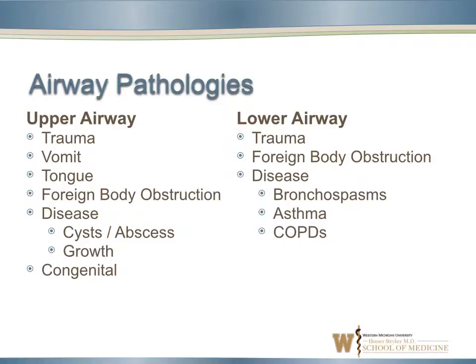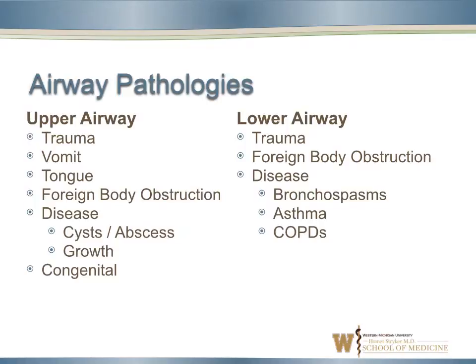Lower airway problems, again, more trauma to the chest, foreign body obstructions, disease processes such as bronchospasms can affect the airways. Asthma itself, again, constricting the airway down. This will require higher airway pressures then to push ventilations down into the alveoli. Sometimes those airway pressures become quite extreme and supraglottic airways won't always hold.